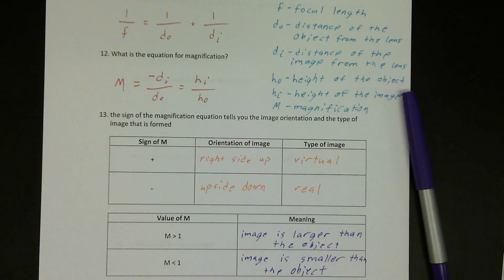A great example of this would be a negative 1/2. Negative 1/2 would mean that the image is half the size of the object and it's upside down. So it would be a real image, upside down, and smaller than what the actual thing is. Okay, any questions on that one?